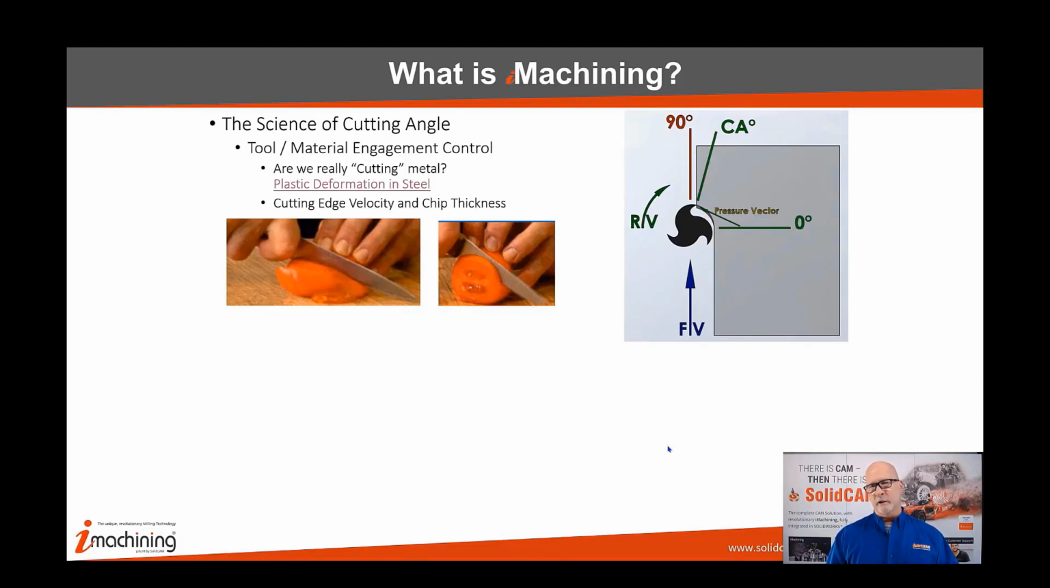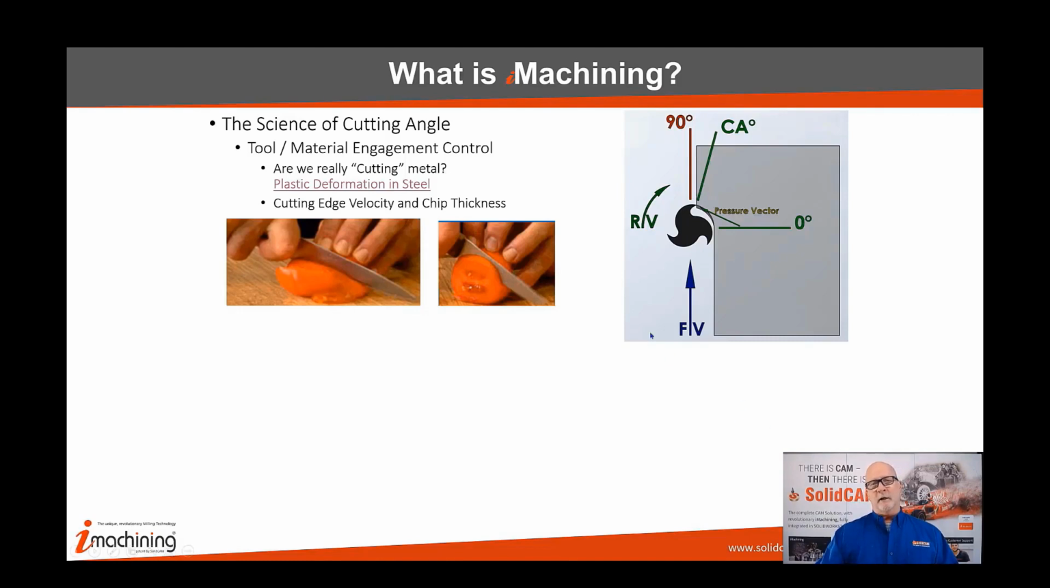Okay, and this can be seen quite easily actually at the spindle load meter. If you're doing an iMachining toolpath and you increase the cutting edge velocity and maintain the chip thickness and the angle of engagement, you will see your spindle load meter come down. And it's kind of interesting to watch how that works.